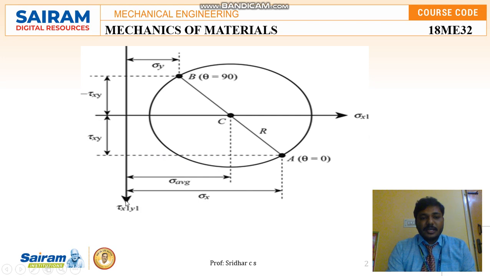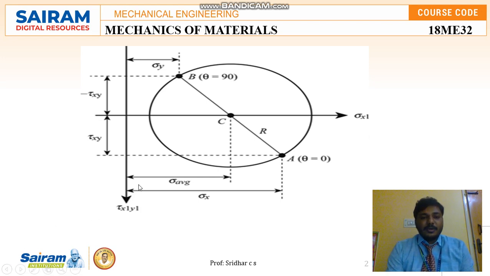For example, based on the sigma x and sigma y values, we have drawn one circle according to some assumed given values. You can see tau xy, which indicates below the axis is positive, above the axis is negative. Sigma x is the highest value. Then we can see sigma y and tau xy, and this is sigma average, that is sigma x plus sigma y by 2. Sigma 1 and sigma 2 are the values we get for the normal stress or principal stress. Based on that we are going to construct here.